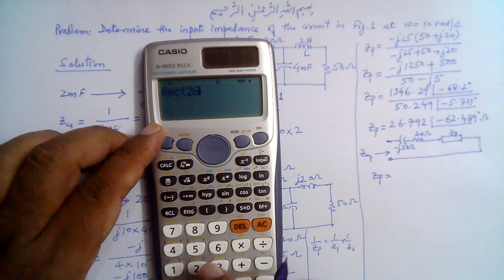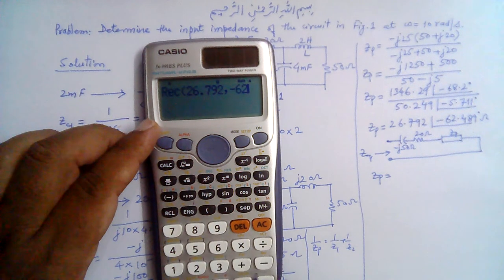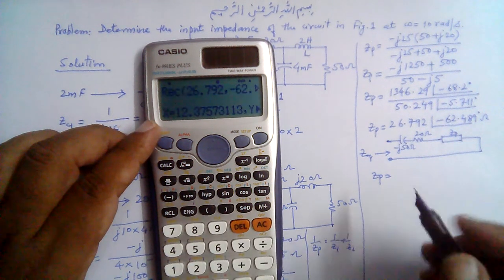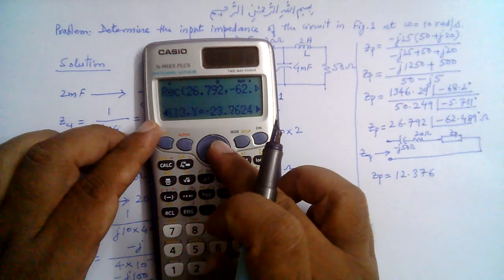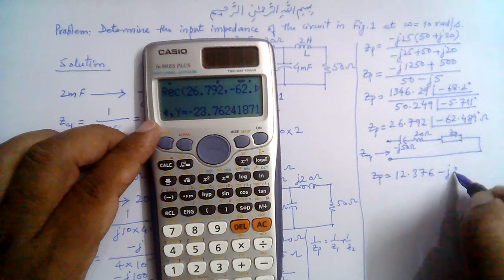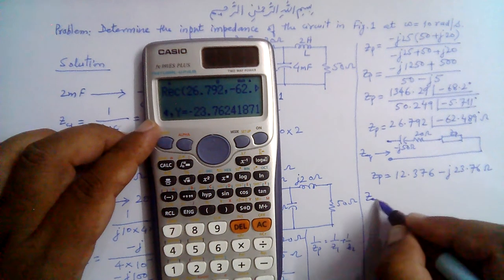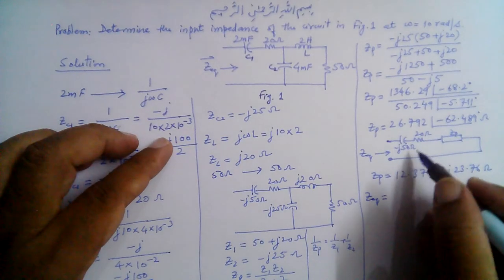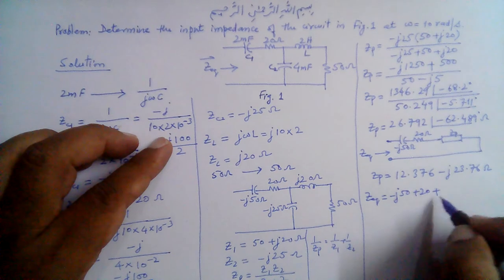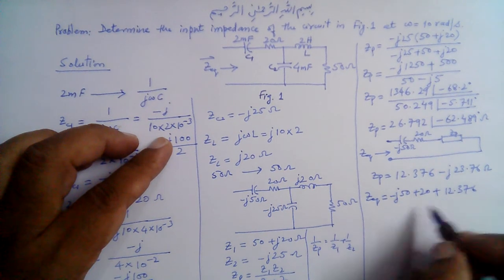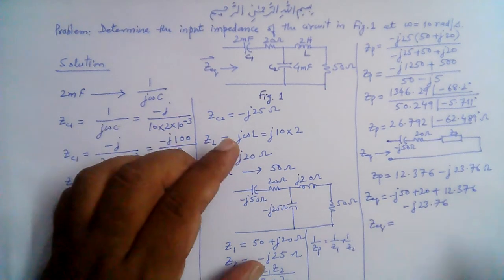So this is 26.792 with an angle of minus 62.489. So this is 12.376 minus j23.76 ohms. So the equivalent impedance is given by minus j50 plus 20 plus Zp, which is 12.376 minus j23.76. So we add the real parts together and then the imaginary parts together.